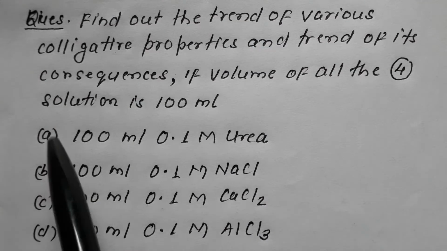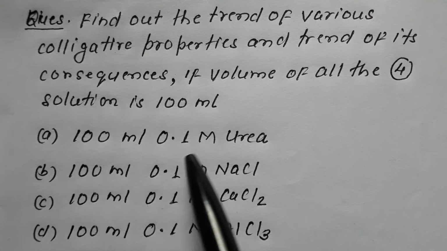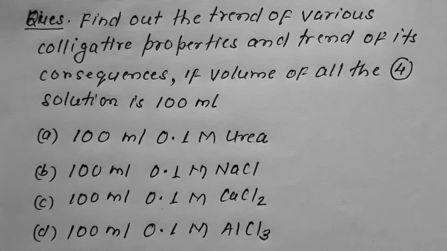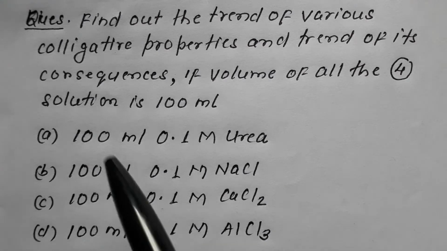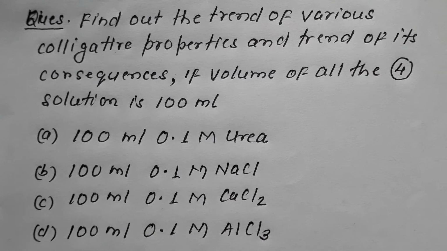Suppose there are four options given: A, B, C and D. A is 100 ml of 0.1 molar urea solution. B is 100 ml of 0.1 molar NaCl solution. C is 100 ml of 0.1 molar CaCl2 solution. And D is 100 ml of 0.1 molar AlCl3 solution. So we have been given four solutions having the same volume.